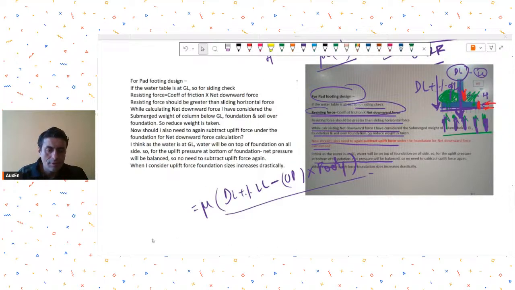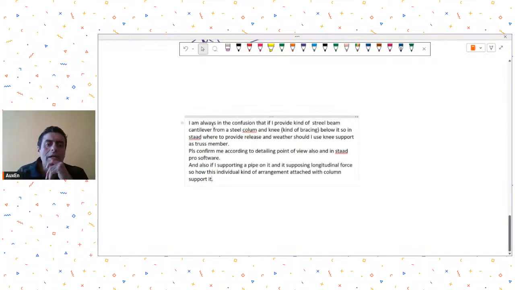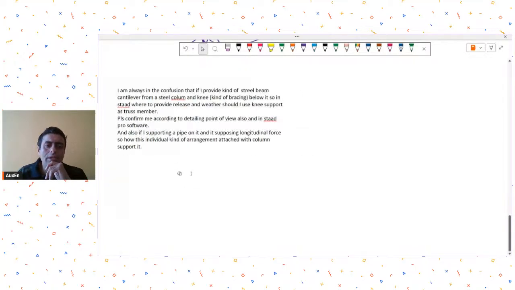This query is from Engineer Raghav Sharma. He is a working professional from Delhi, and he is asking, I am always in this confusion that if I provide kind of steel beam cantilever from steel column and knee bracing below it. So he is having this type of a column.